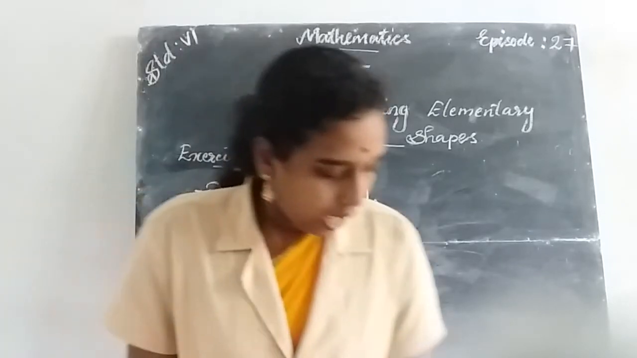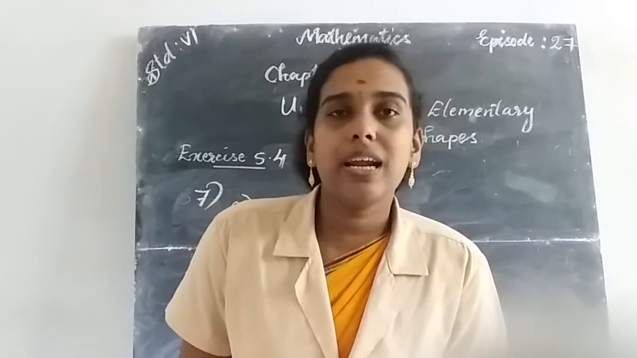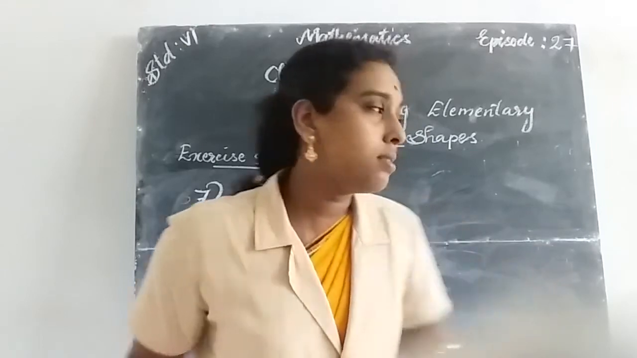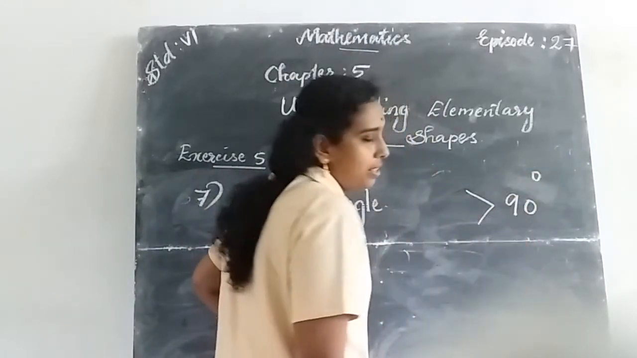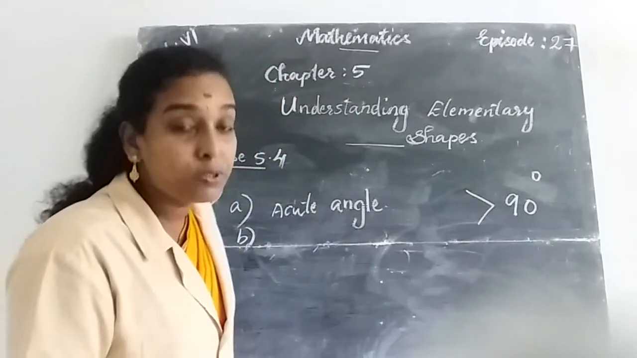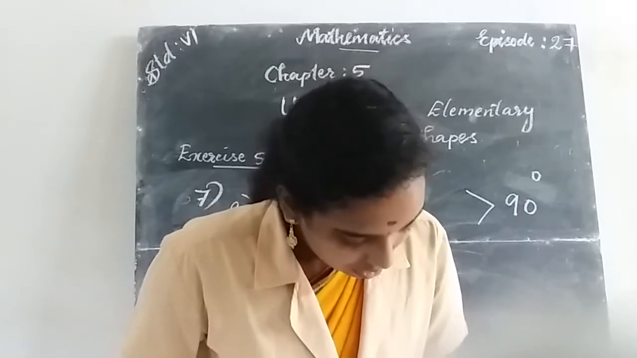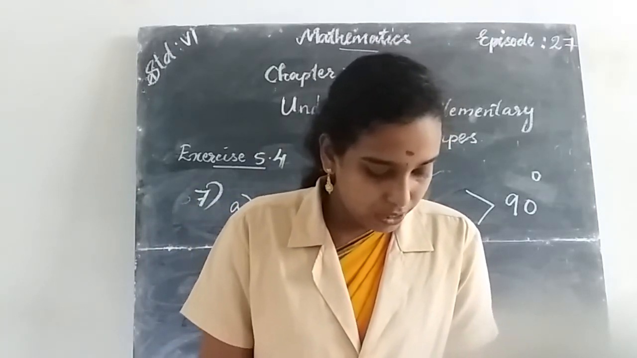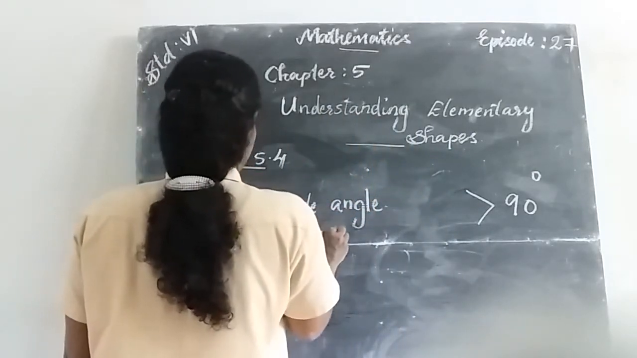Then B, an angle whose measure is greater than that of a right angle, which means the angle measures greater than 90 degree or greater than a right angle. Then it is said to be an obtuse angle, greater than 90 degree and less than 180 degree. So the answer is obtuse angle.